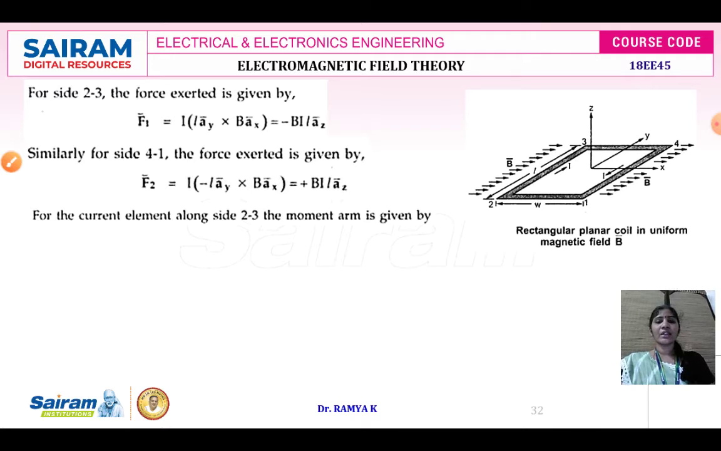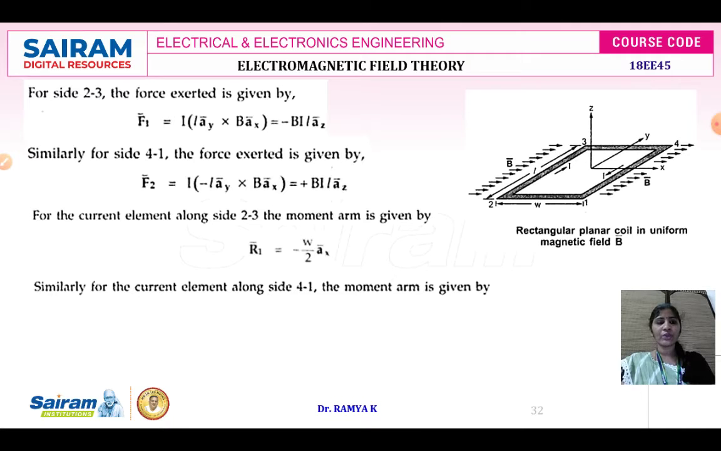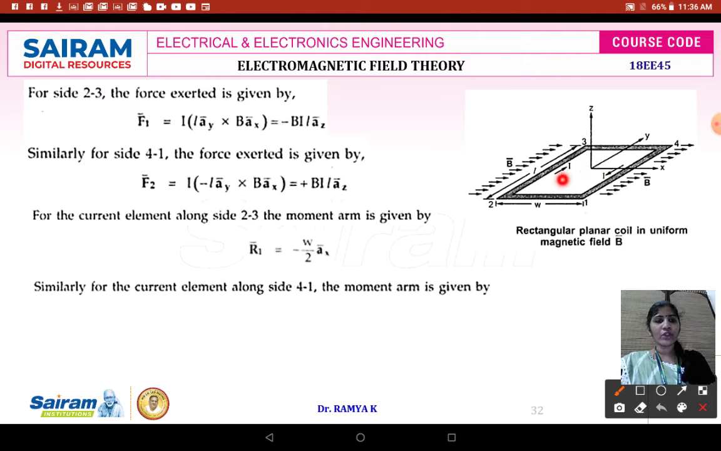Similarly, for the current element along the direction 2 to 3, the moment arm is given as R1 equal to minus W by 2 into AX. Why? Because when you consider it from the center, it is going to be half on the top side and half on the bottom side. So it is going to be W by 2 towards your y-axis direction. Therefore, the distance of the moment arm R1 is equal to minus W by 2 into AX.